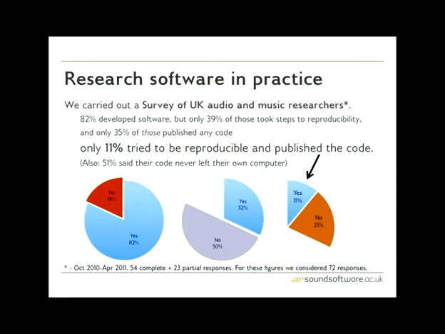And when we started the project, we carried out a survey in the UK audio and music related institutions, where we asked who developed software and about their practices of developing software. We found out that 82% of the people that answered this survey said that they developed software, but only 39% of those took any steps towards reproducibility, and of those, only 35% published any code. What does this mean? This means that only 11% of the people that tried to be reproducible published any code.